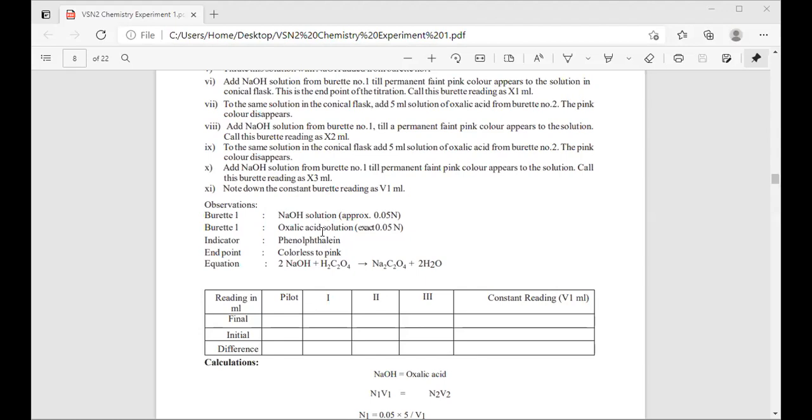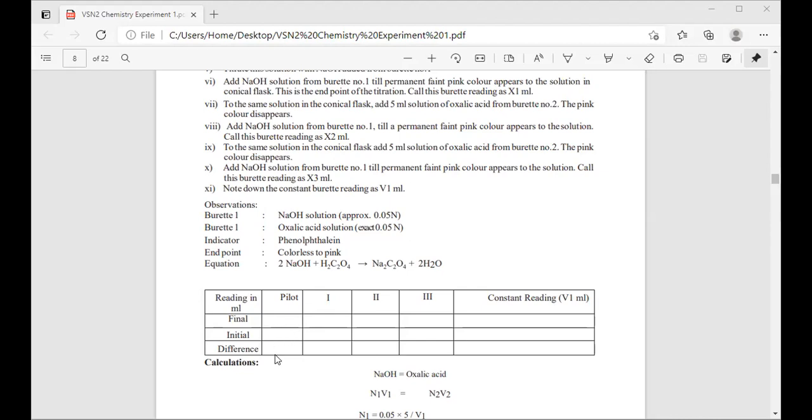Indicator is phenolphthalein. In the conical flask you have taken oxalic acid. Why not with a pipette? Because the burette is more accurate and NaOH is there in the burette. So pilot reading, the first reading is the rough reading. It gives a huge idea in what range you get the reading. If you take 5 ml of this, we have done this experiment for you, it is between 5 to 6 ml. So here you will write the pilot reading as 5 to 6 ml.